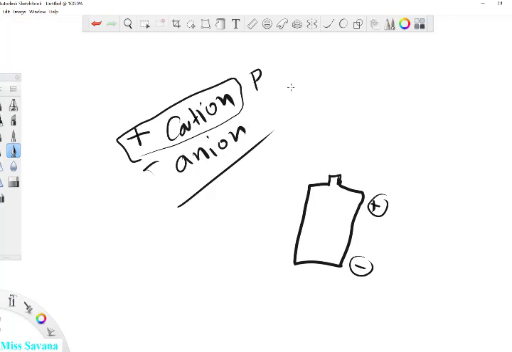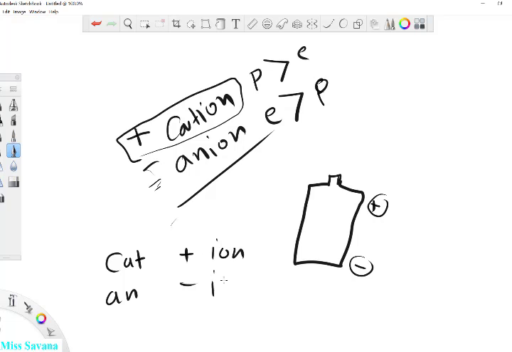That means it has more protons than electrons. Anything charged negative, we call an anion. That means the electrons are higher than the protons. This is the idea of it. So you have cat for positive and an for negative, and then you add ion. Ion means that the atom is actually charged, either positive or negative. Okay, this is the idea.